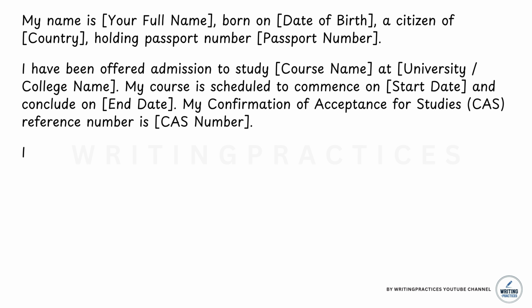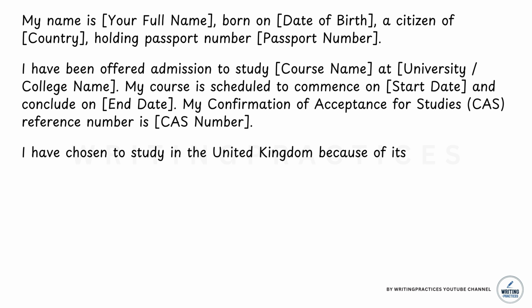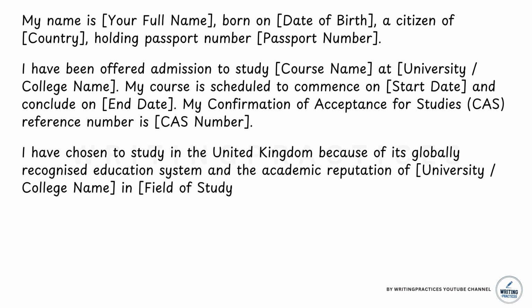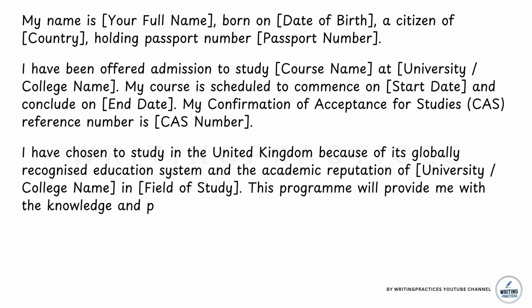Explain why you chose the United Kingdom. Now explain your academic reason for choosing the UK. For example, I have chosen to study in the United Kingdom because of its globally recognized education system and the academic reputation of the University of Manchester in data science. This helps show that your decision is based on educational goals. Visa officers want clear academic motivation. Be specific and connect your reason to your chosen course.